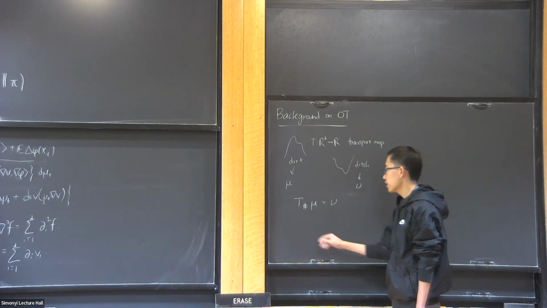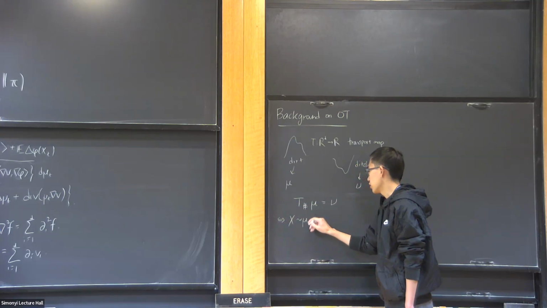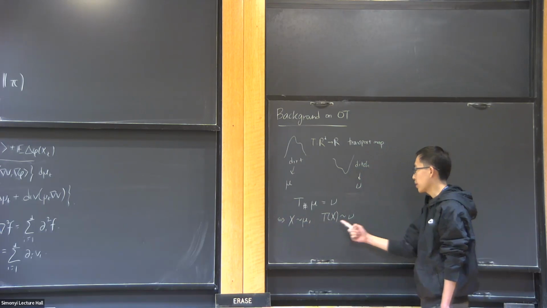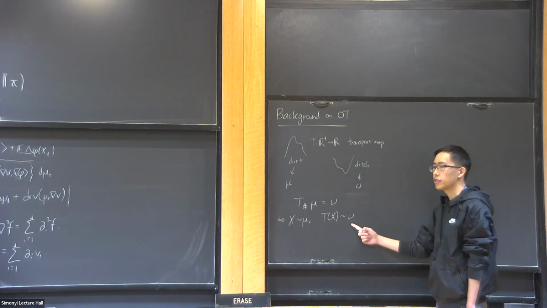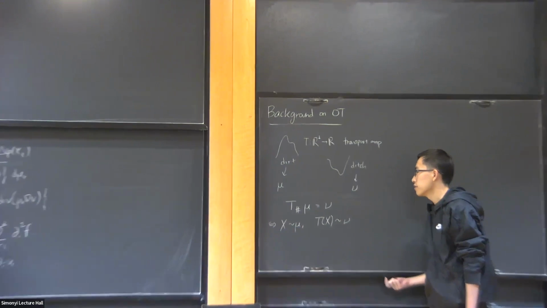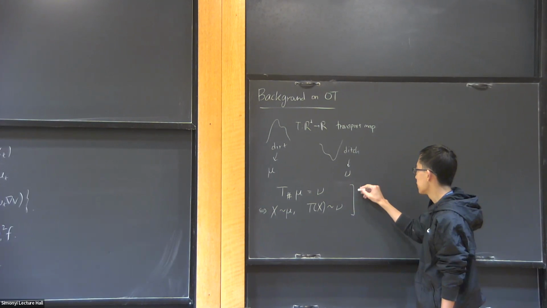And in probabilistic terms, what this means is that if X is a random variable drawn from mu, then after I apply the mapping T, I want this random variable to be drawn as nu. Okay, so this will map one distribution to the other at the level of particles. So this is a transport constraint.